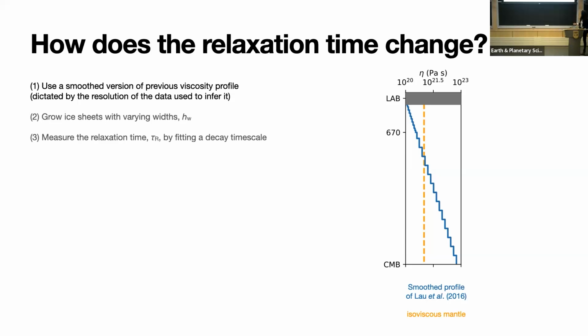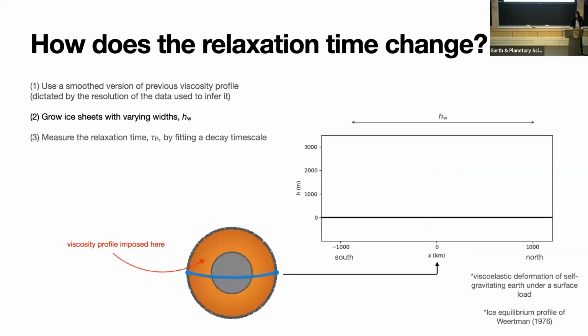First, we're going to take that viscosity profile I showed you earlier, and we're just going to take a smooth version, and it's smooth because of the kind of resolution of the data used to infer it. And we're going to basically grow ice sheets of different widths, HW, and then just collapse them, and then watch the Earth rebound and measure that relaxation timescale by fitting an exponential decay. And so just to show you how this works, we choose an HW, we grow the ice sheet, and we let it go, and we measure tau r.